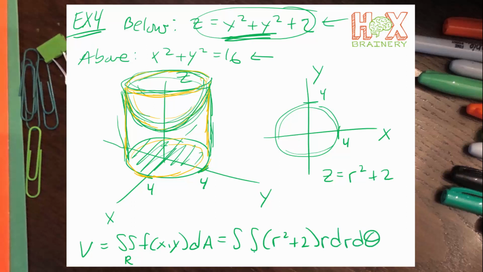And then in polar coordinates, my limits, gotta adjust those. So for r, we're going from 0 to 4. And theta, we're making a complete circle. So that would be 0 to 2 pi. All right, so we've set it up, so I'm going to go ahead and actually evaluate it on the next slide.